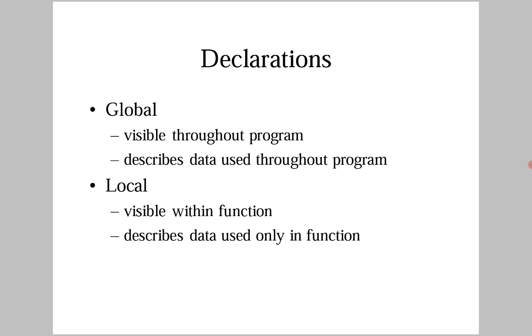So there are two types of declarations. The first one is global variable declaration, visible throughout the program, describing data used throughout the program. Next is local variable declaration. What is local variable declaration? They are visible within the function only and describe data used only in the function.